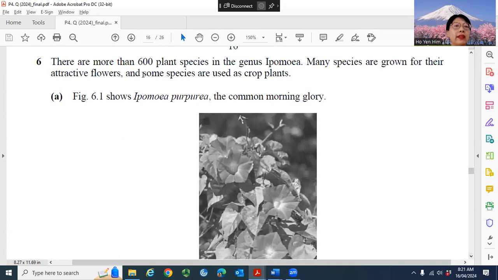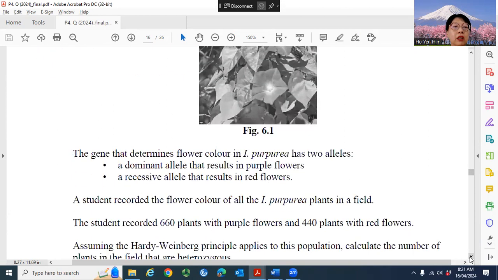So it says there are 600 plant species for this flowering plant. Okay, they call it morning glory. So 600 plant species. So it says that the flower color is coded by 2 alleles. Dominant allele gives purple flower, recessive allele gives red flower.